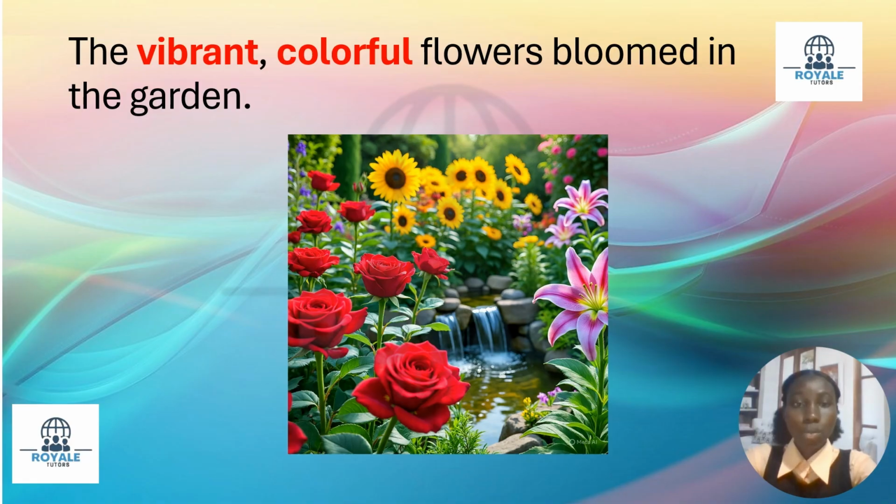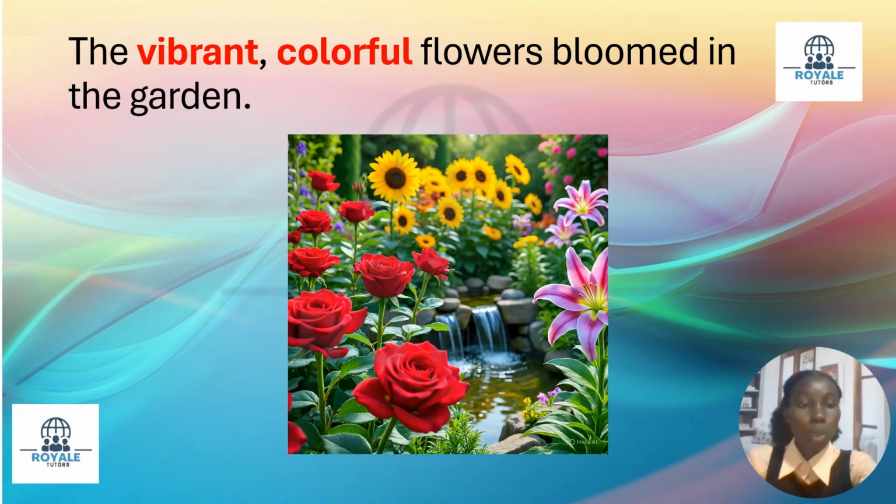So adjectives help you to describe nouns. Then it helps you to answer the question of, oh, what kind of thing or object is this? What kind? How many? Which one? What color? What size? Now, if you look at this picture here, it talks of flowers. So it's asking, oh, what color? What kind? So now here, the vibrant, colorful flowers bloomed in the garden. So here adjective is telling us about the kind of flower.